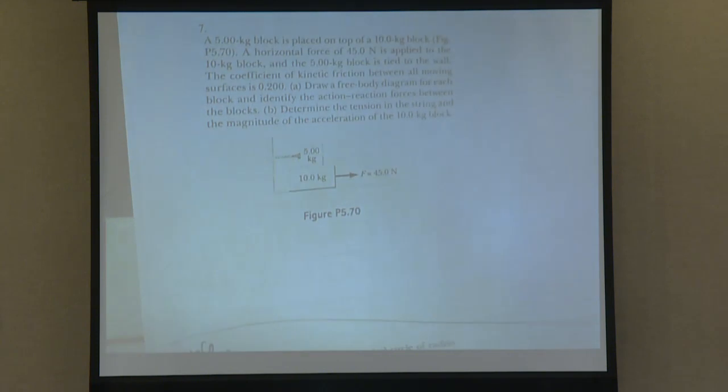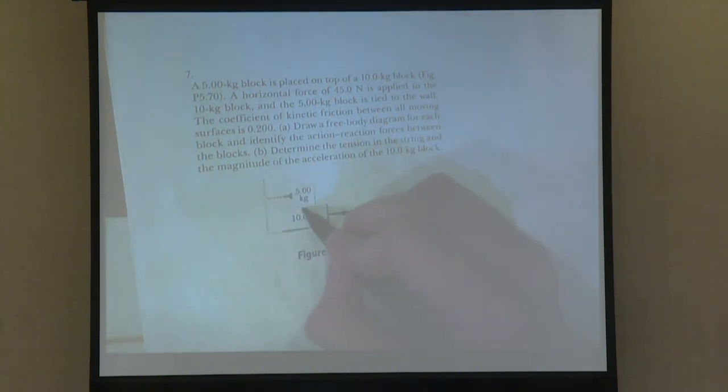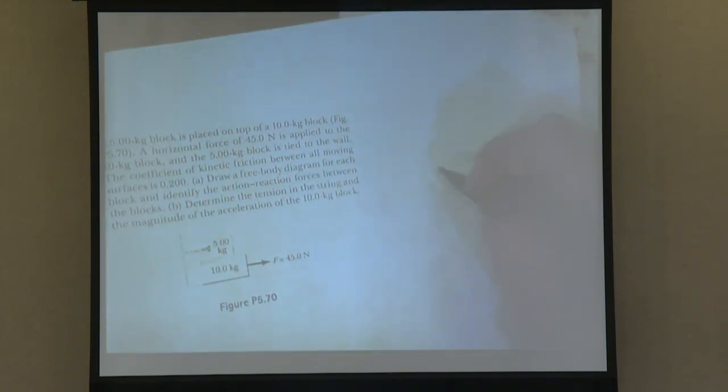Okay, number 7. So what we want to do first is we have two different objects moving in opposite directions. This one's going to have a force of friction right here, and this one's going to have a force of friction going the opposite way. So let me draw free body diagrams on both of those for you.